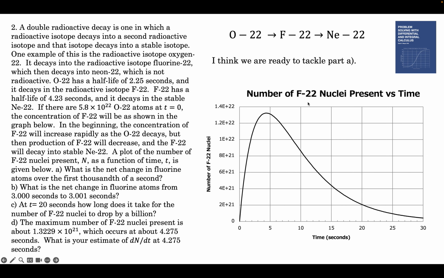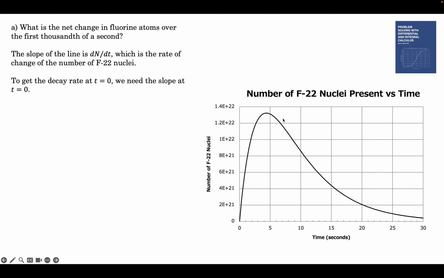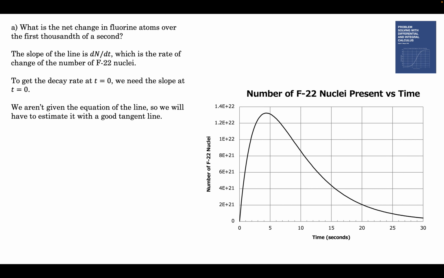I think we're ready to tackle that one. The slope of this line everywhere is dn/dt, because n is on the vertical axis and t is on the horizontal axis. So the change in n divided by the change in time at any point is the slope of the line. To get the decay rate at time equals 0, we need the slope at time equals 0. We don't have the equation, so we need a good tangent line. And there it is. There's our tangent line.